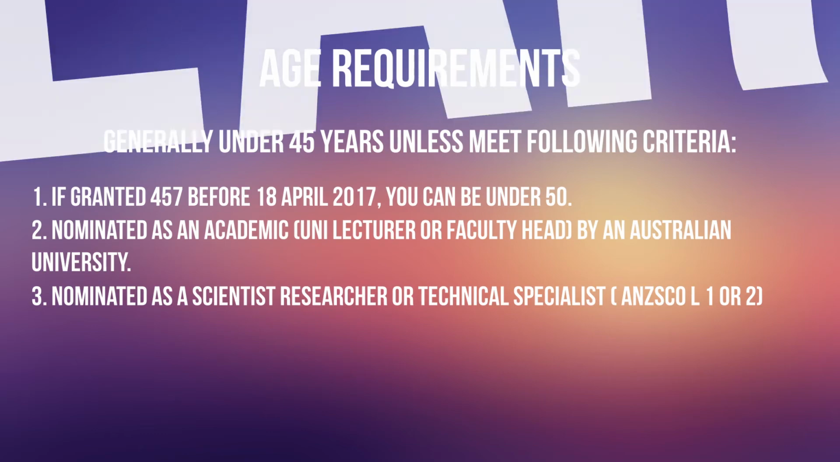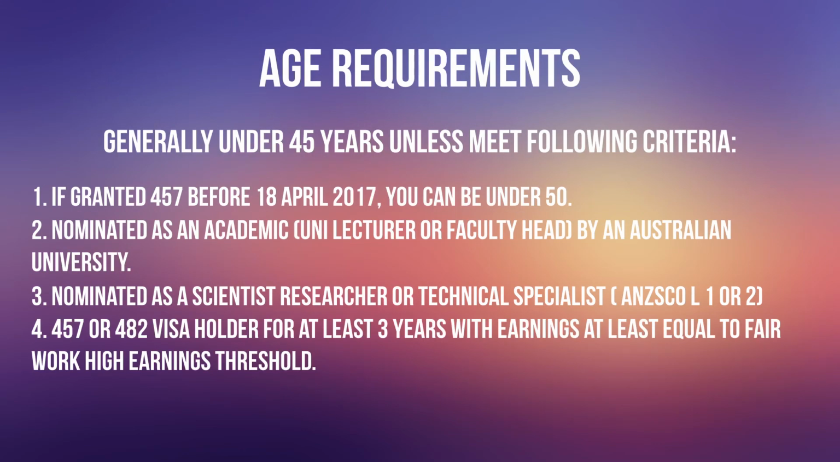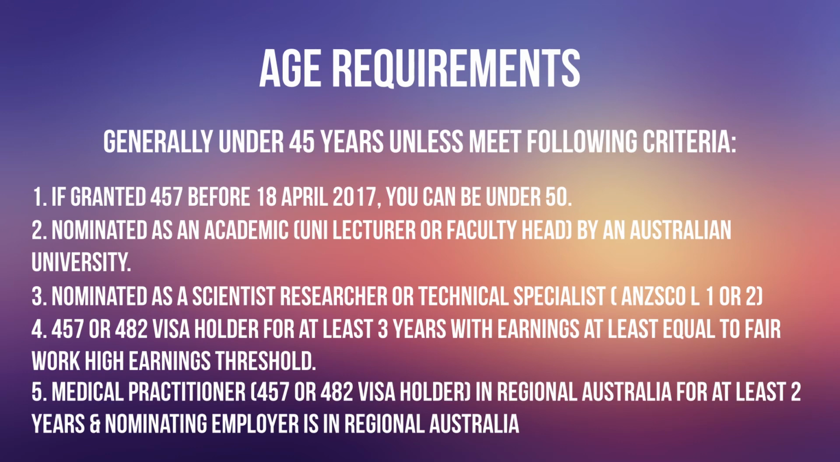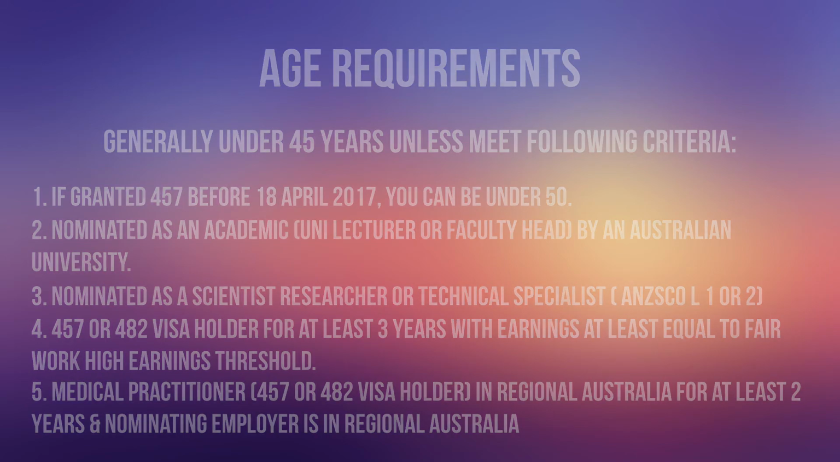or as a Subclass 457 or TSS visa holder, you've been working in the nominated occupation for the nominating employer for at least 3 years and your earnings were as much as the Fair Work High Income threshold for each year of that period. Or, finally, you are a medical practitioner who has worked in your nominated occupation for at least 3 years as a 457 or TSS visa holder, and for 2 of those 3 years you are employed in regional Australia and the position is in regional Australia.